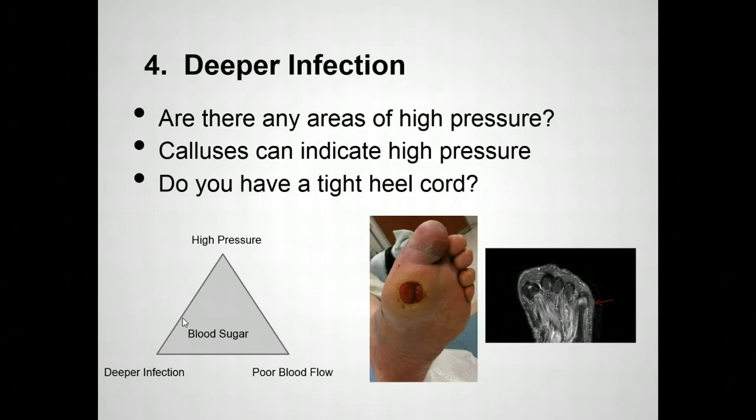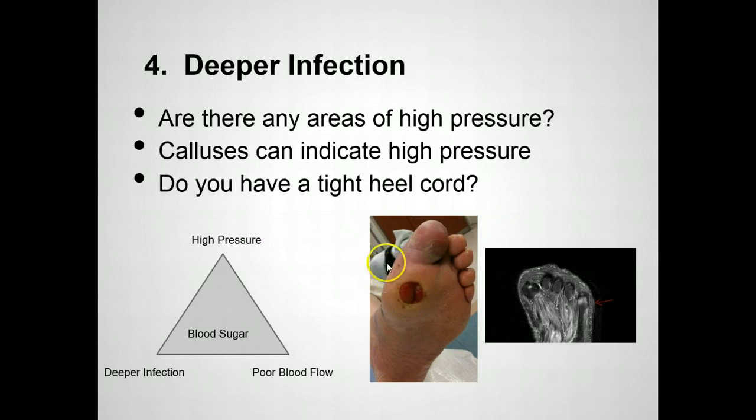Let's look at this next aspect, which is a deeper infection. Are there any areas of high pressure under this area? So for example, in that wound we see, is there any infection in there? How can we tell? We may need to get an MRI. As you can see in the picture of the MRI, it shows some bone infection here in this bone. Are there any other infection or draining from the wound?